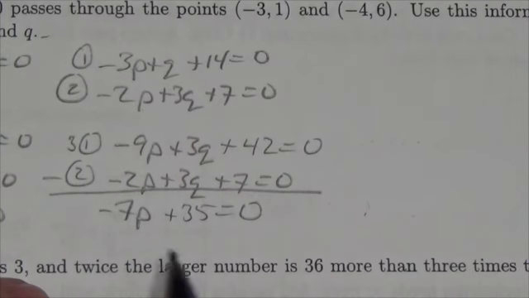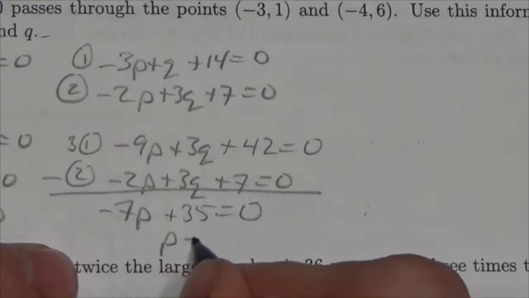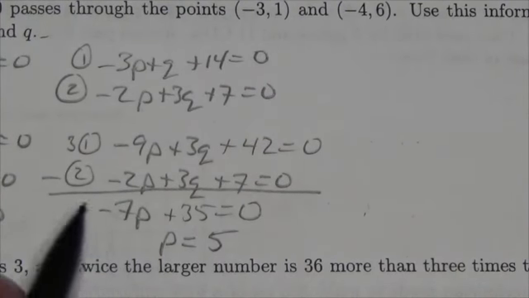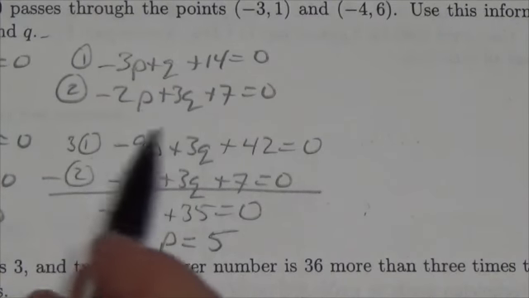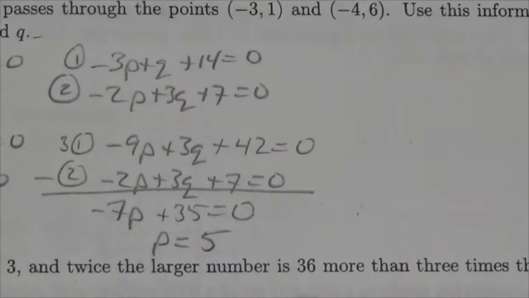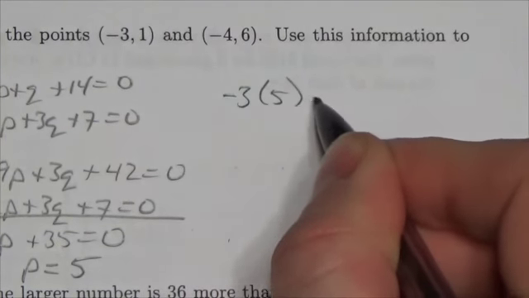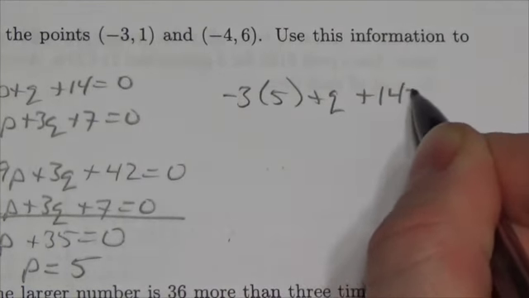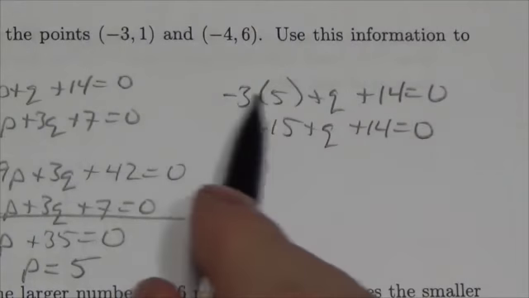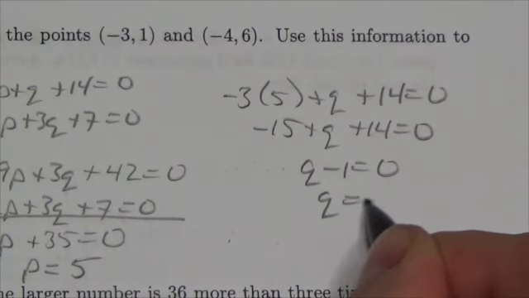Now we could do this a couple of different ways. You could bring the 35 over to get negative 35, but when you divide by negative 7, p is going to be 5. So now I know what p is. Now I'm going to plug that back into one of the original equations. Maybe I'll do the first equation, because when I look for q, I don't have to divide by anything. So negative 3 times 5 plus q plus 14 is equal to 0. That's negative 15 plus q plus 14 equals 0, and negative 15 and 14 gives me negative 1. So q is equal to 1.